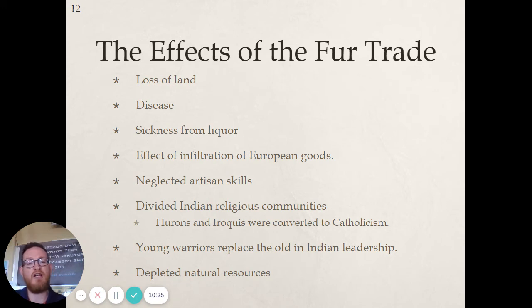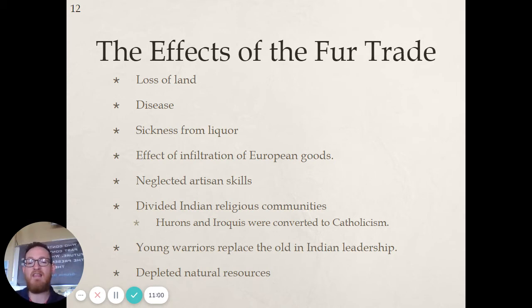The effective infiltration of European goods, again, Native societies were quite changed by all the European goods that were being brought in, that they were being introduced to. Also, they were neglecting some of those old skills that they would have learned to help them survive. Just like all of us, we kind of change and adjust with time. It's kind of like today when you look at something like a cell phone. How many of us can't imagine what we would do without a cell phone? That's the point you're going to get to with the natives, is that they're going to neglect some of these skills that they have, because there's new technology.